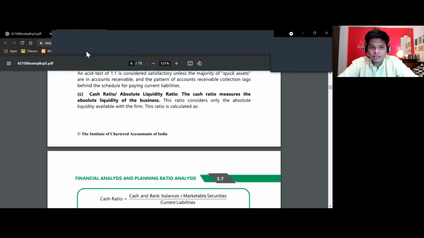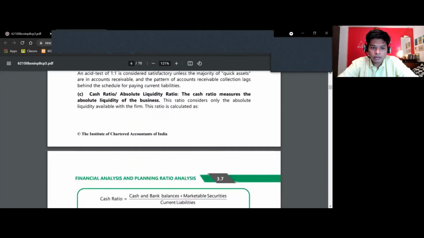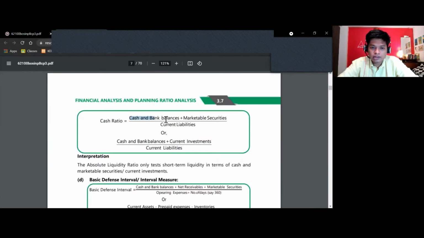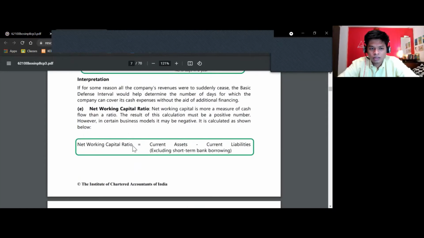Okay. The next ratio is your cash ratio. Again, you're going even more liquid, and you're just taking your cash and bank balance and marketable securities. Marketable securities are those short-term, highly liquid investments that are less than 3 months. That divided by current liabilities gives you the cash ratio. You can ignore the basic defense interval; it's not really that common.